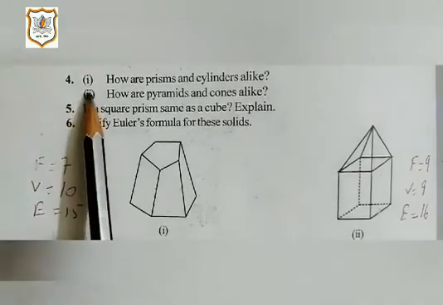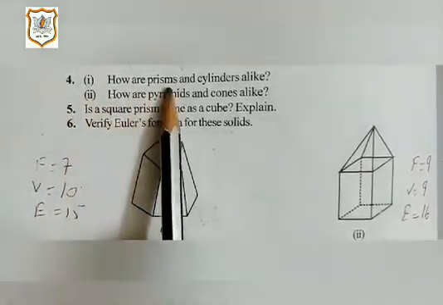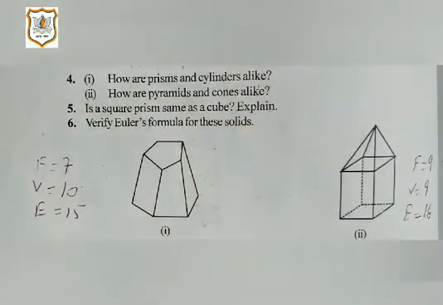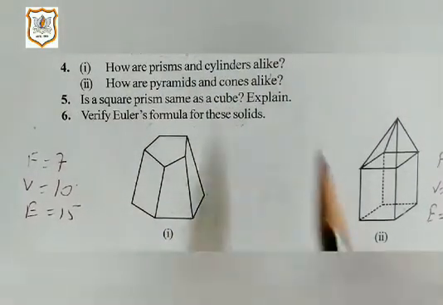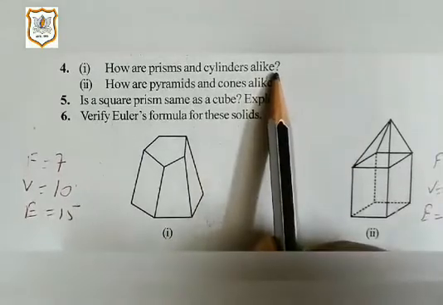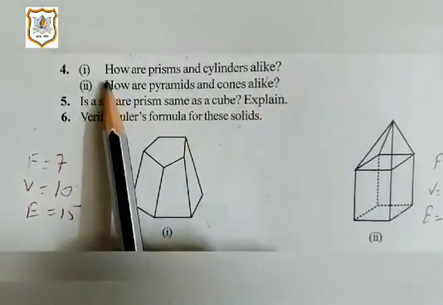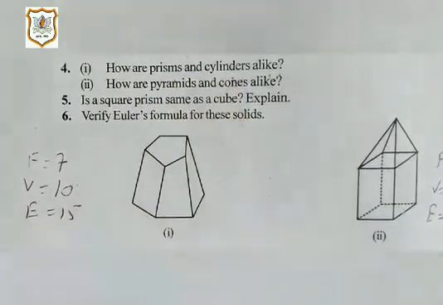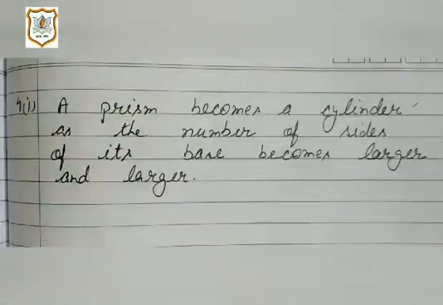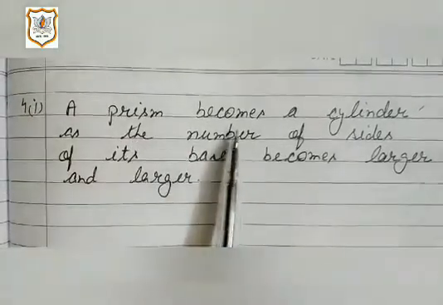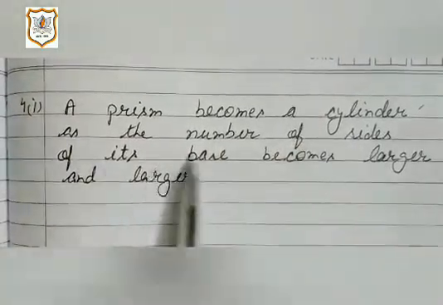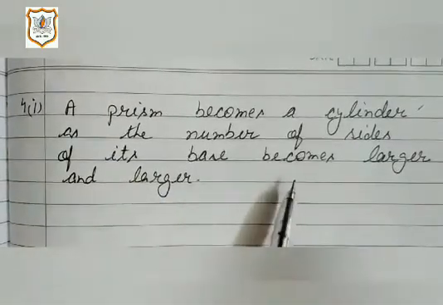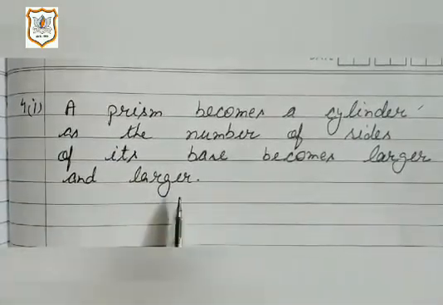Fourth, first part. How are prisms and cylinders alike? Students, alike means similar. So we have to find out how prisms and cylinders are similar. Students, a prism becomes a cylinder as the number of sides of its base becomes larger and larger.